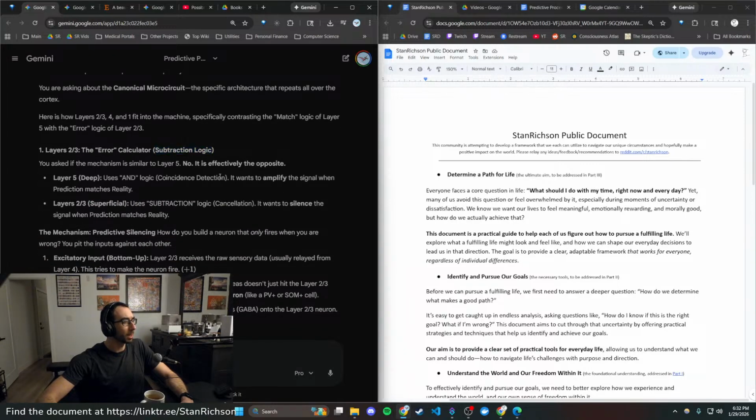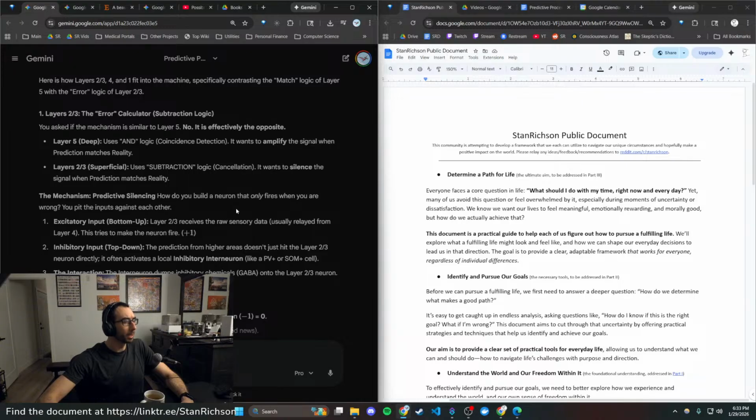So subtraction logic, the error calculator. Okay. So it wouldn't be a NOT gate, it's just subtraction. No, it's effectively the opposite, right? Layer 5 uses AND logic, that's deep. Deep is more outer. And we are looking for something that's a little in between. The superficial layers use subtraction, cancellation. It wants to silence the signal when prediction matches reality. How do you build a neuron that only fires when you are wrong? You pit the inputs against each other.